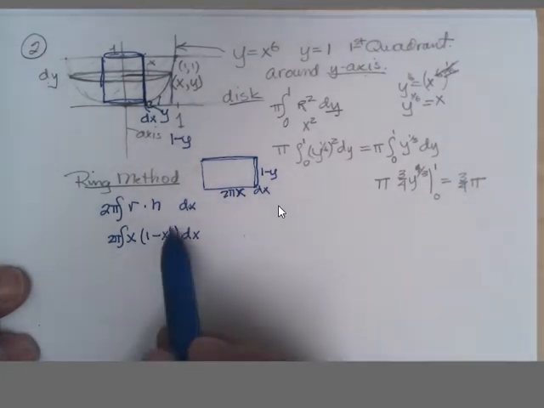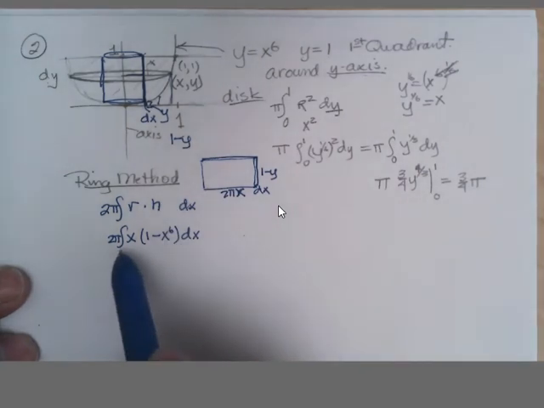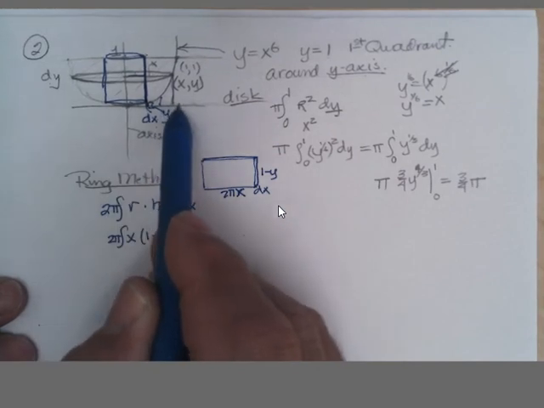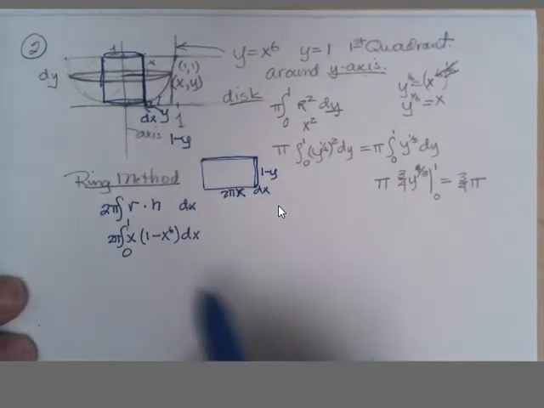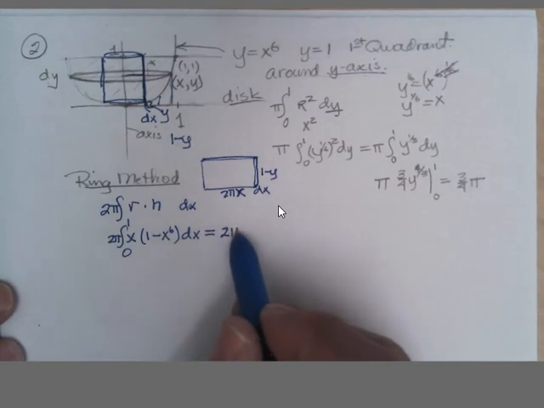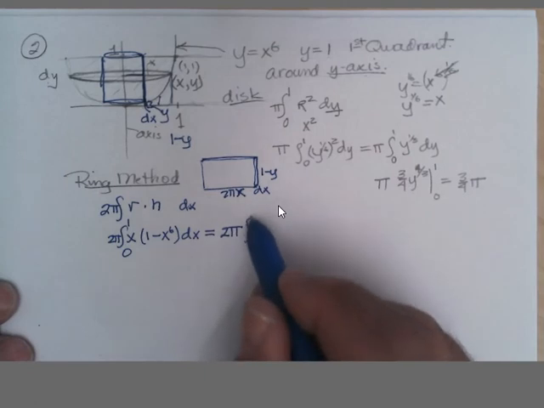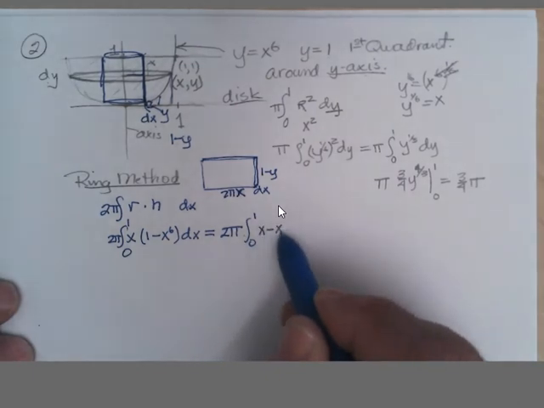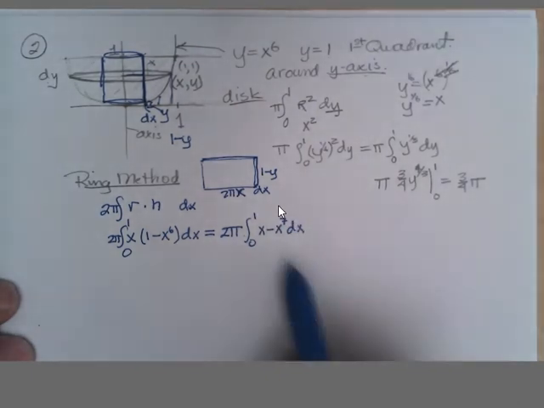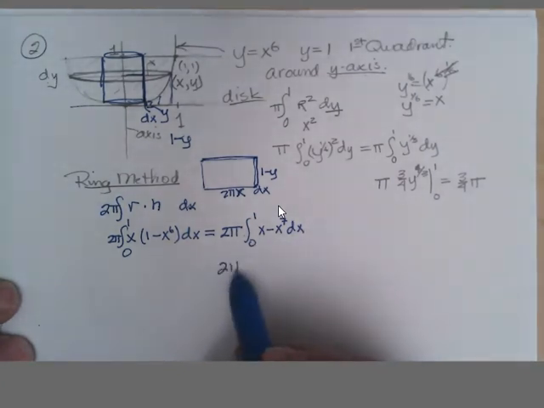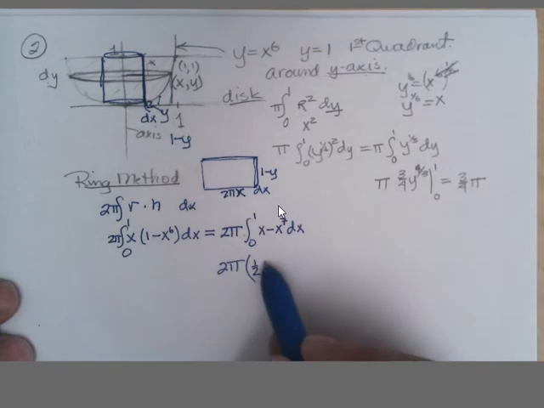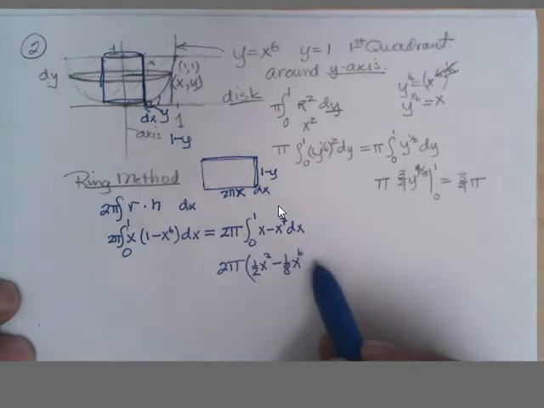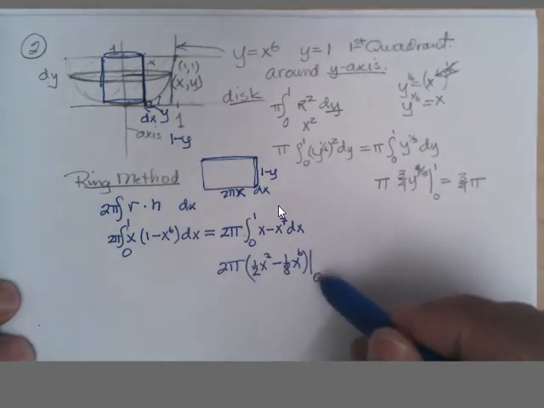And we're going to integrate that. Okay, y was x to the 6th. Remember that? So we're going to integrate, and now we're looking at x's, and x is going to go from 0 to 1. And we should get the same answer. So let's see if we do. So we got 2 pi integral from 0 to 1 of, if I distribute that x, I get x minus x to the 7th dx. The antiderivative of that would be 1/2 x squared minus, add 1 to 7 is 8, 1/8 x to the 8th, evaluated from 0 to 1.